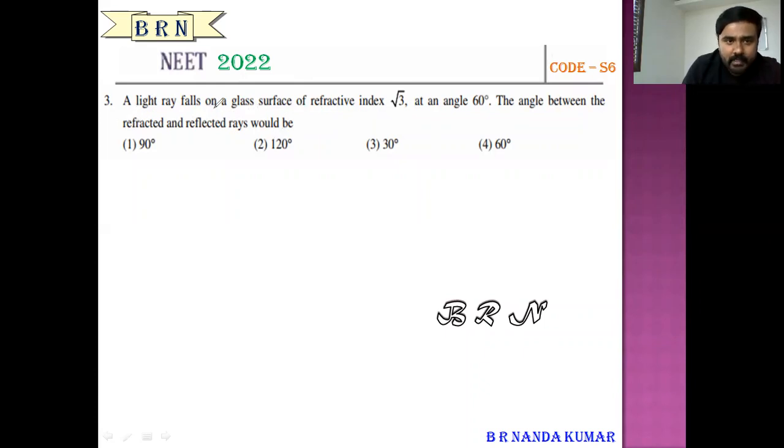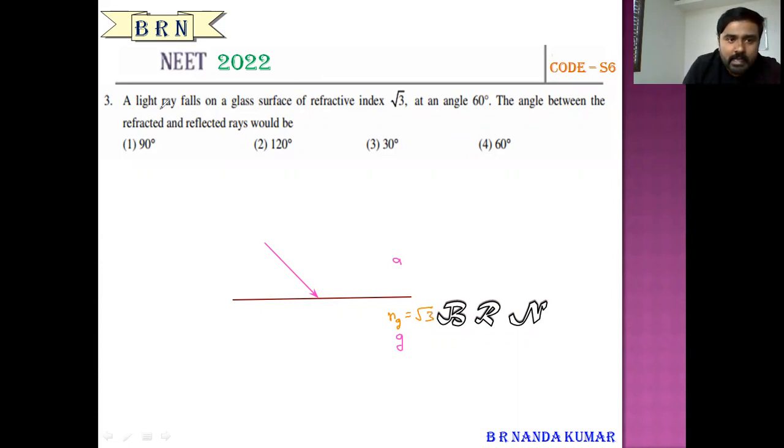A light ray falls on a glass surface ಅಂತ ಕೊಟ್ಟಿದ್ದಾರೆ. Light ray that falls on a glass surface of refractive index of glass. ನೋಡಿ, ಇದು glass, ಇದು air medium, ಸರಿನಾ? So glass medium refractive index ಕೊಟ್ಟಿದ್ದಾರೆ. ಎಷ್ಟು ಕೊಟ್ಟಿದ್ದಾರೆ, that is √3.